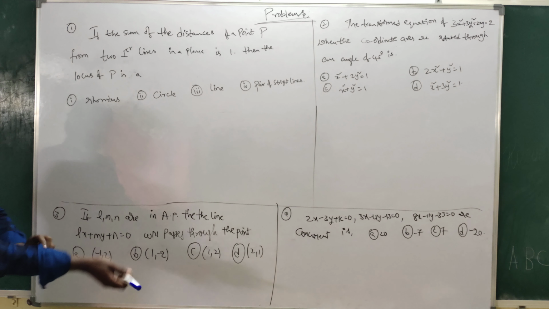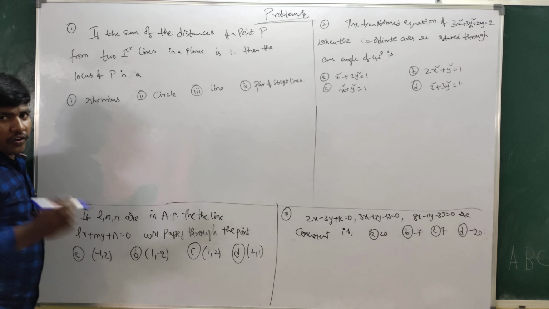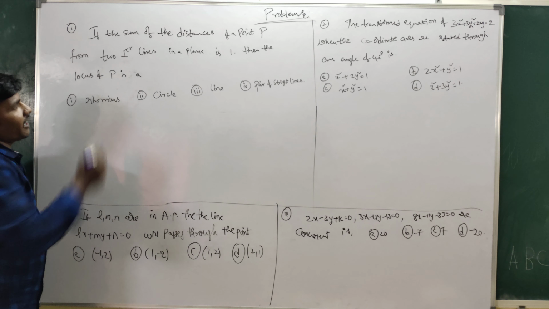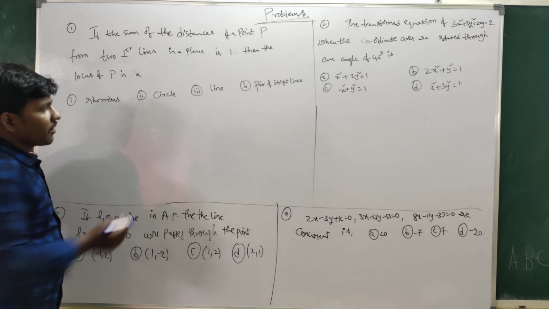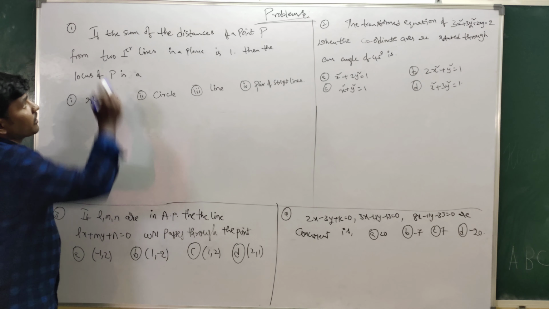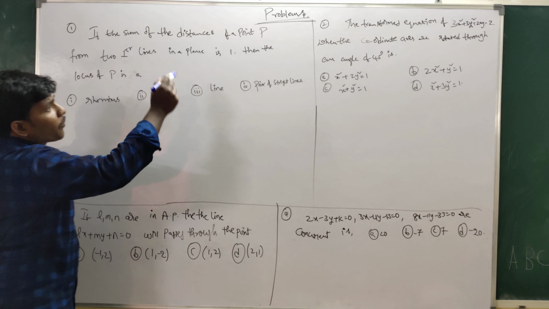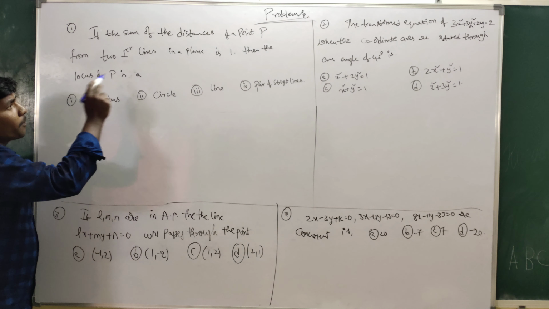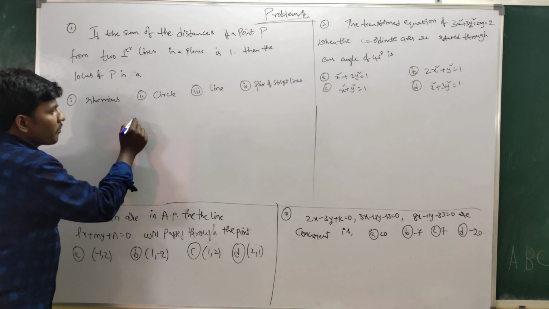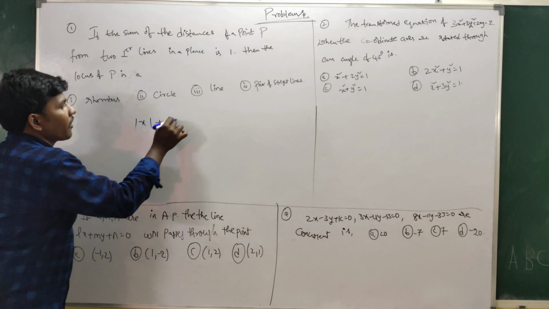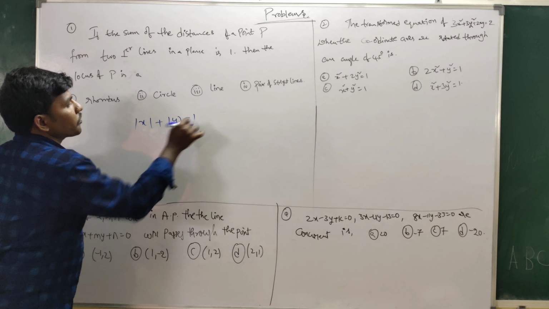First of all, simply observe: I take the point as the origin and the two perpendicular lines as the x-axis and y-axis. We know the condition: the sum of the distances of a point P from two perpendicular lines in a plane is mod x plus mod y is equal to 1.